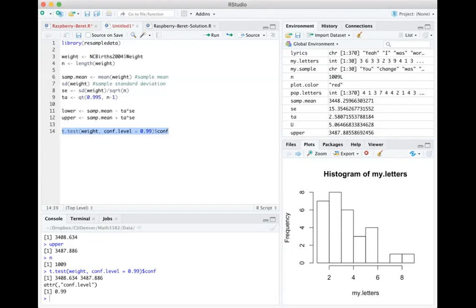So you could just enter this one command, and that's fine. That would calculate the confidence interval. It might not hurt to do it in bits and pieces, just so you understand how you could construct this yourself.